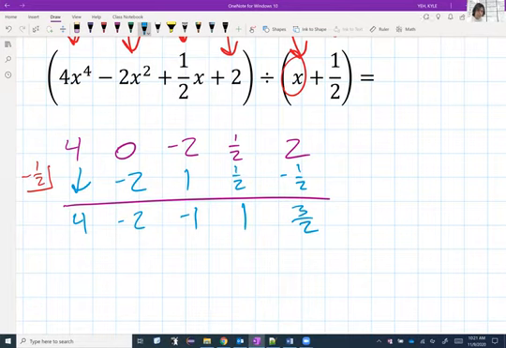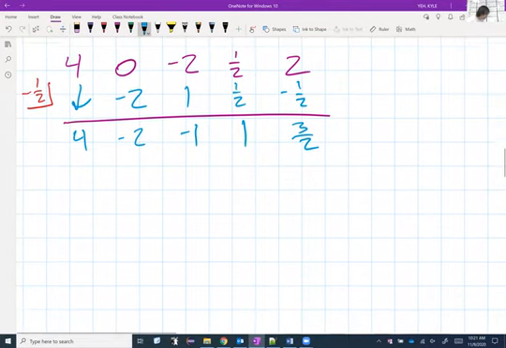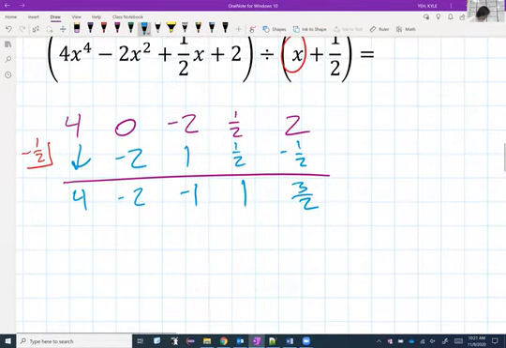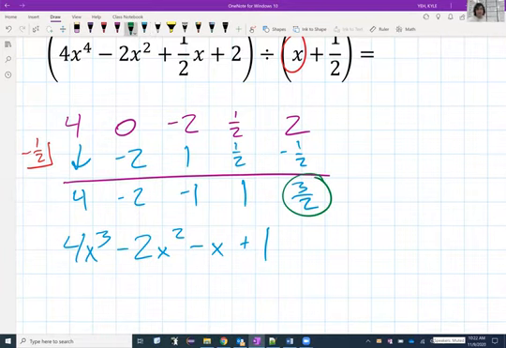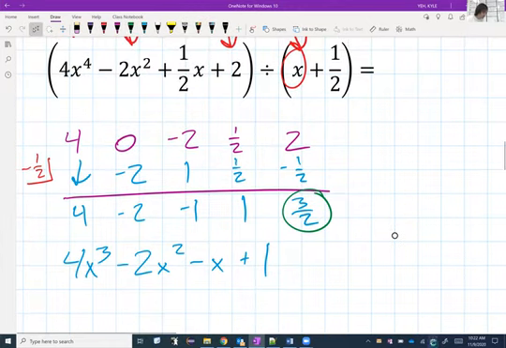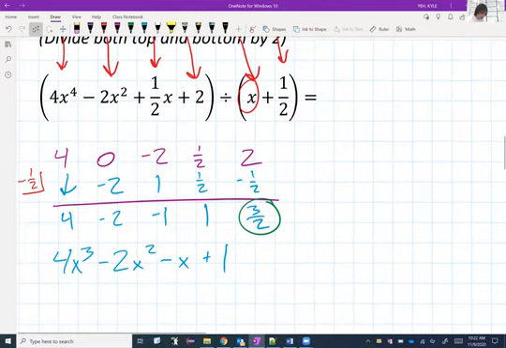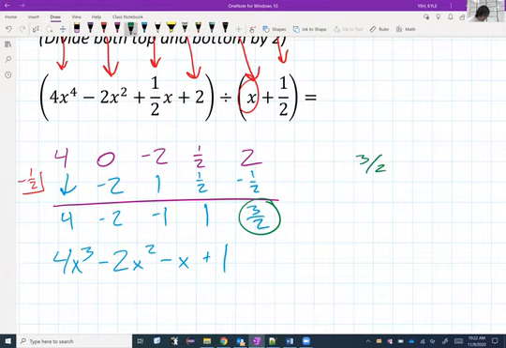It is a fraction. What will that mean for us? Let's take a look. We started with x to the fourth, so 4x cubed minus 2x squared minus x plus 1. And then what is going on with this fraction? Well, that's the remainder, we said. And we know how we express the remainder in polynomials. We say just put it over whatever we were dividing by.